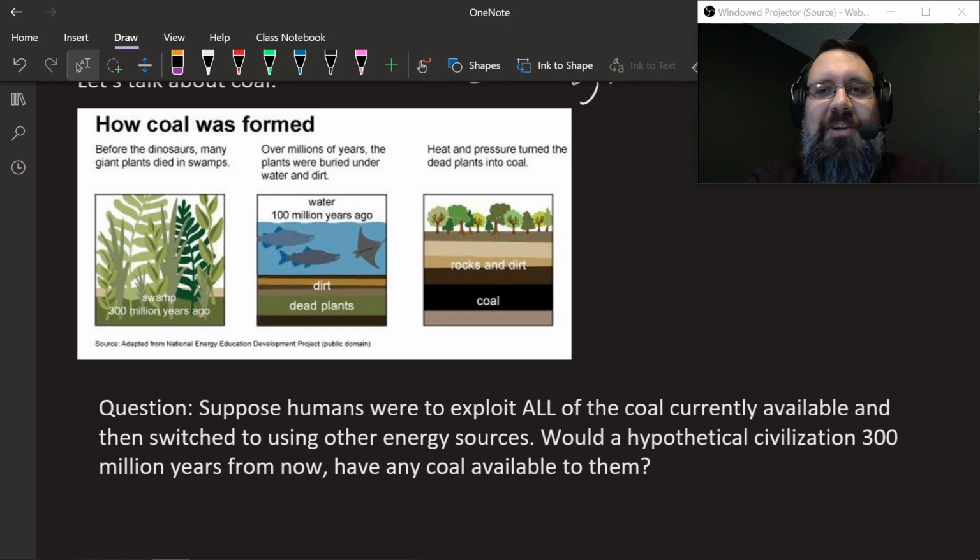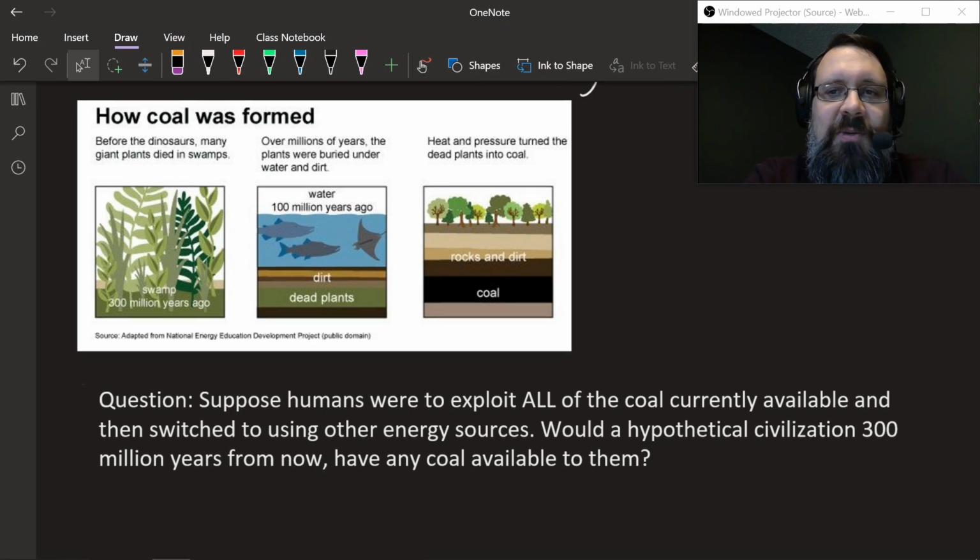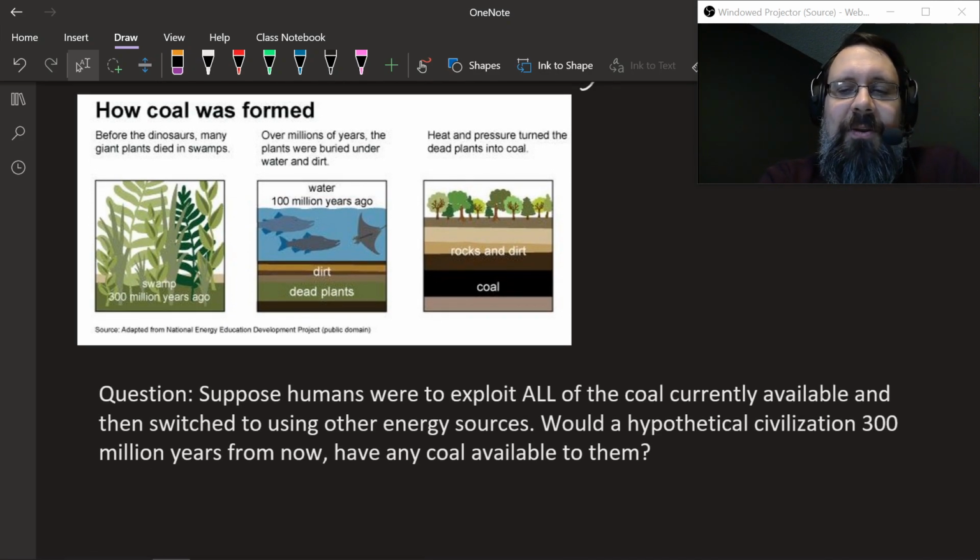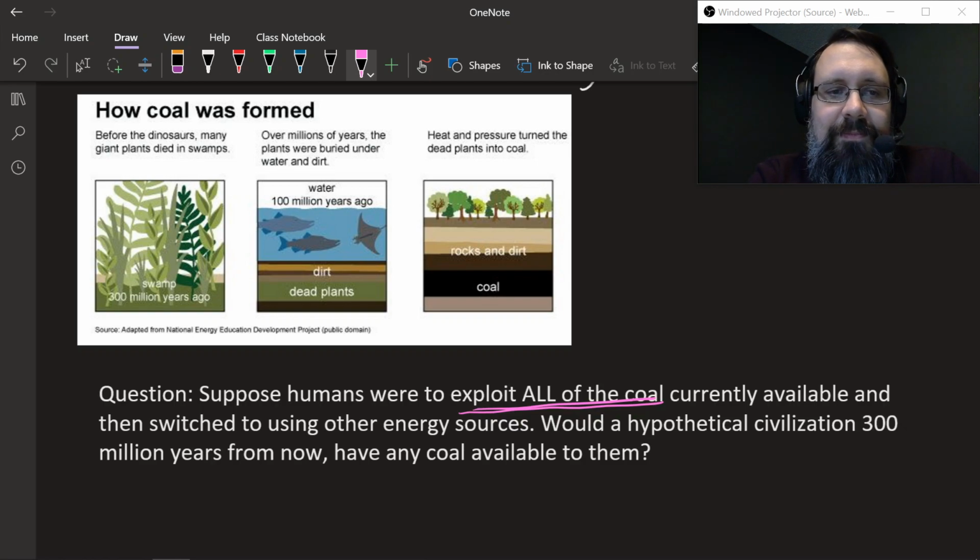So I have a question for you guys. Suppose humans were to exploit all of the coal currently available and we switch to using other energy sources. So we used up all the coal and we're like, let's switch to solar. And so we stopped using coal. Would a hypothetical civilization 300 million years from now have any coal available to them? Presumably, the coal would have refilled with the currently living plant matter.